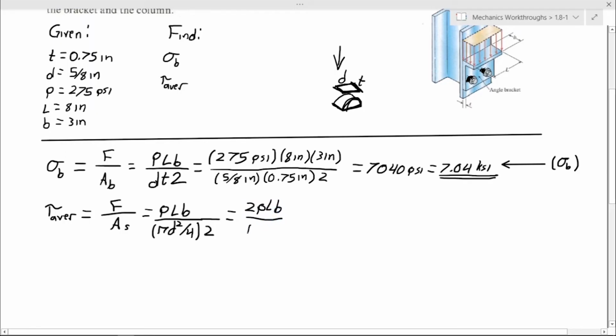and if we simplify this, we're going to get 2PLB over pi d squared. Right, so the 2 and the 4 simplify down to a 2 on the numerator. And then we can plug in our values.